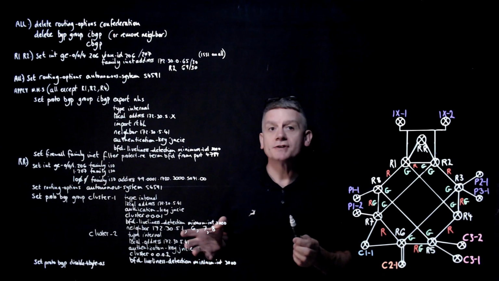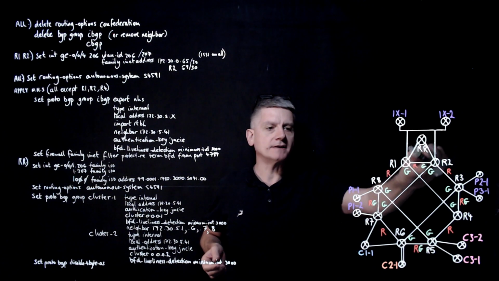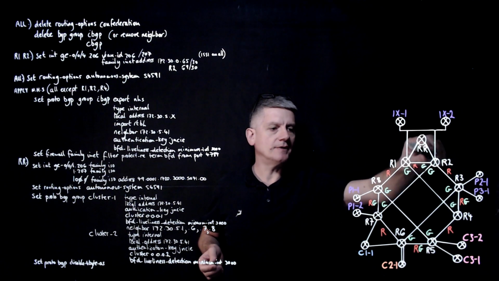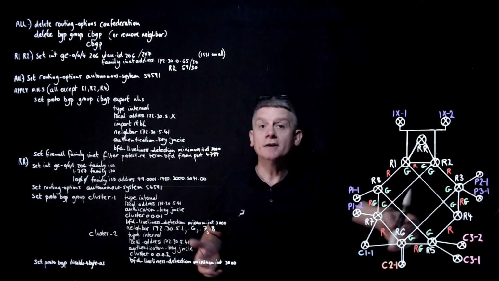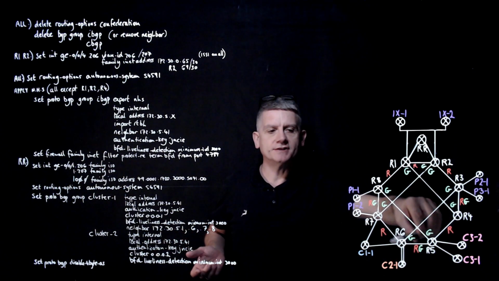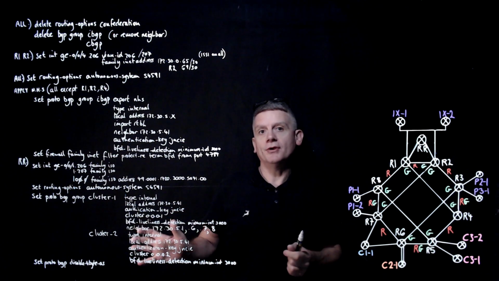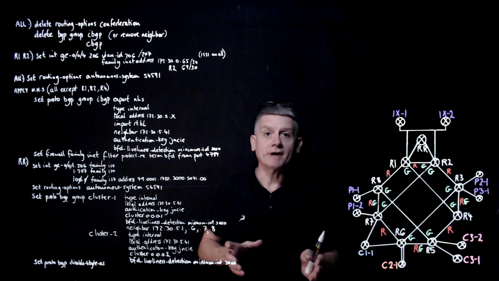Okay, so now we're going to remove the confederation completely, and we're going to replace it with a route reflector with peerings to all of the different PEs. We're going to have two clusters. Cluster 1 is going to be the right hand side of the board, cluster 2 is going to be the left.